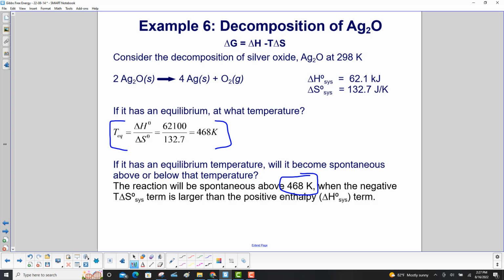Why is that? The negative T delta S term, that's this thing right here: T is positive, delta S is positive, so the overall term is negative. So when that gets larger than the positive enthalpy term, delta G will be less than 0, and it will be spontaneous.